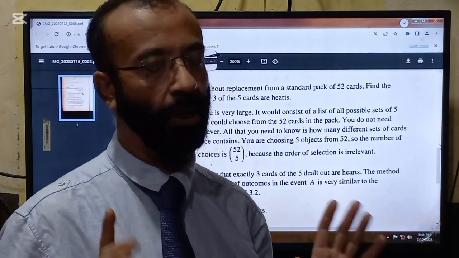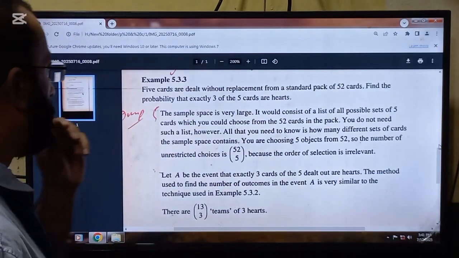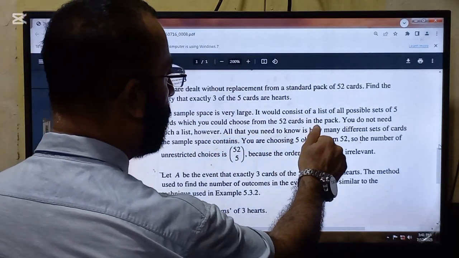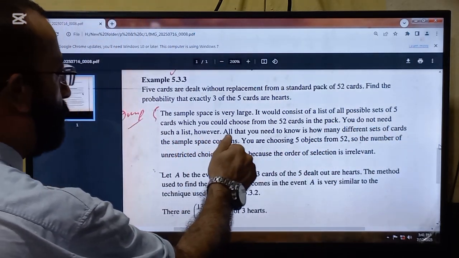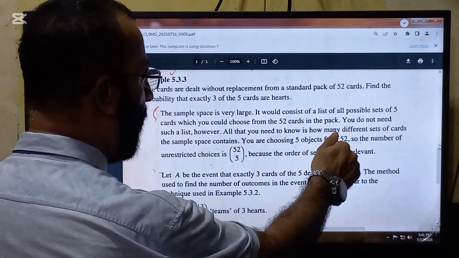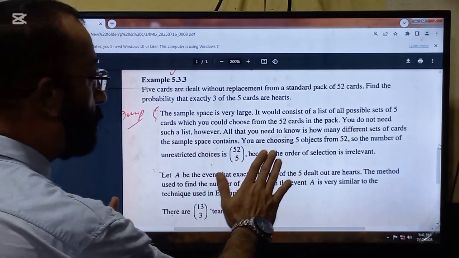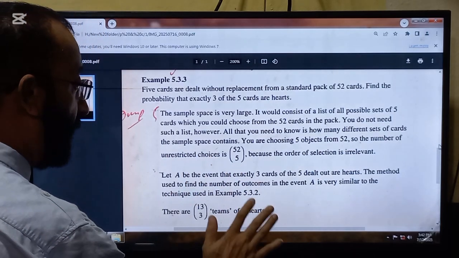It needs a lot of hard work and practice. So here is the thinking process. Look now, the sample space is very large. It would consist of a list of all possible sets of the 5 cards which you could choose from the 52 cards in the pack. You do not need such a list. However, all you need to know is how many different sets of cards the sample space contains.